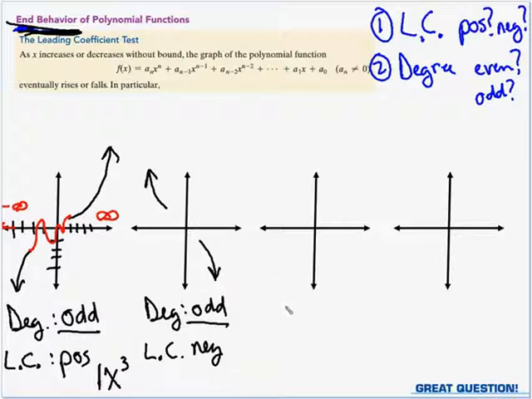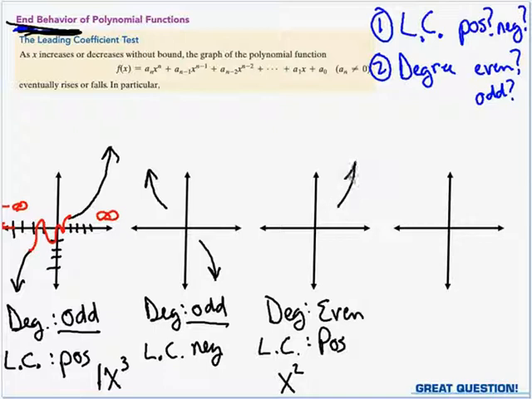And we'll compare that to now even degrees. So here, the degree of this polynomial is going to be even, and our leading coefficient, let's start with positive. Okay, even degrees, positive coefficient, think of 1x squared. What does x squared look like? Well, that's our parabola opening up. We're going to open up to the right and up to the left.